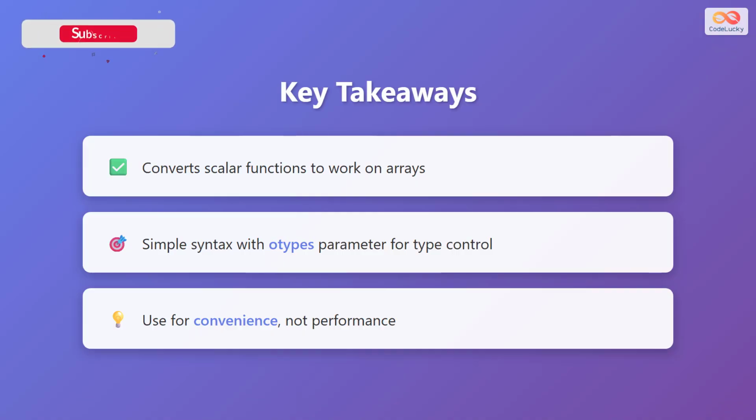Let's recap the key takeaways. np.vectorize converts scalar functions to work on arrays automatically. It has a simple syntax and supports the otypes parameter for controlling output types. However, remember to use it primarily for convenience, not performance. When speed matters, stick to native NumPy operations.